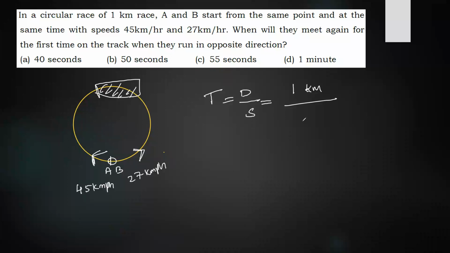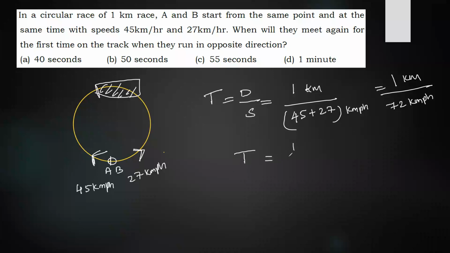Time is distance by speed. Distance is nothing but the circular track of 1 kilometer, that is 1000 meter. Right? They are running in the opposite direction, which means we need to add the speeds, right? If we add the speeds, we get 72 km per hour. So 1 kilometer by 72 km per hour. Therefore, time equals 1 by 72.